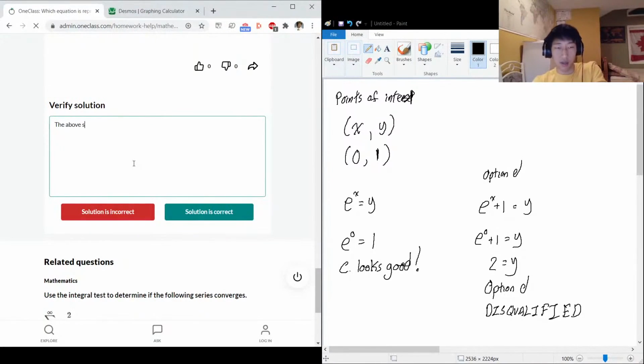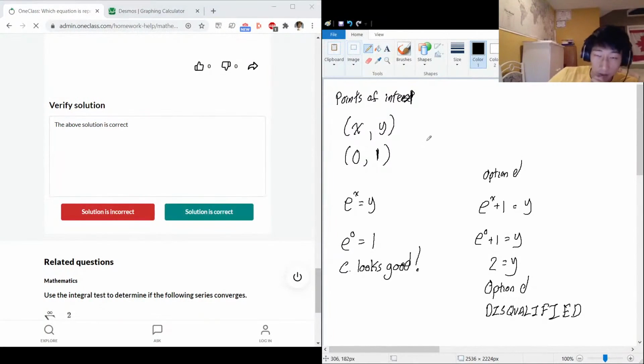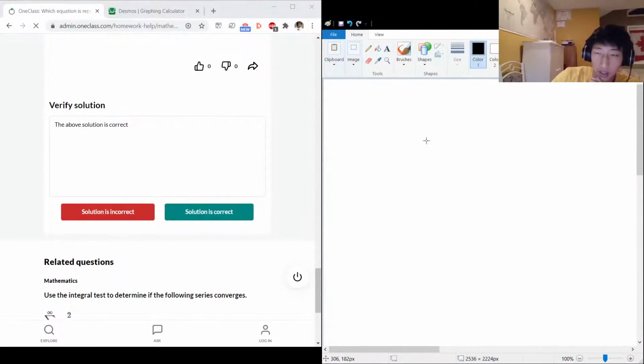The above solution is correct. Cool. Let's clean up this whiteboard and we can move on to the next question on the menu.